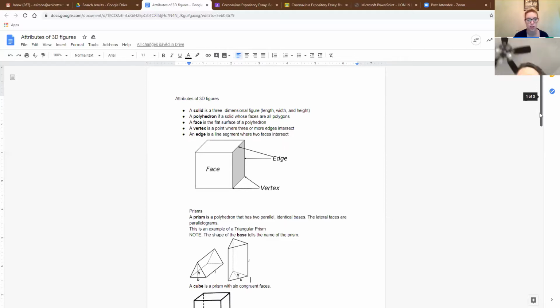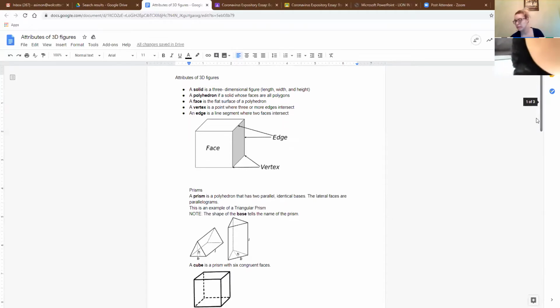All right, so our 3 main things. Polyhedrons are all going to have faces, vertices, and edges. There are some solids that we're going to introduce today that aren't polyhedrons because they have circles as a part of them. So they're not technically polyhedrons, but they're still solids.